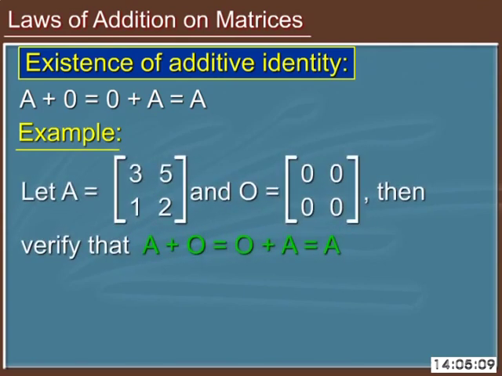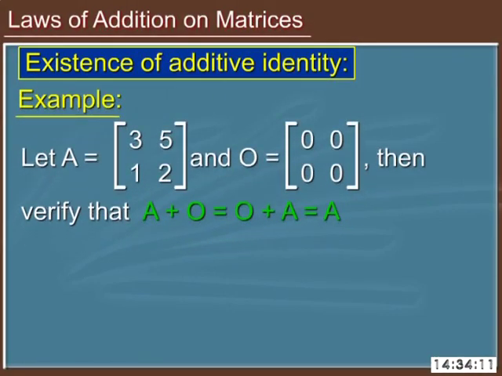Let matrix A be a square matrix of order 2 having first row elements as 3 and 5 and second row elements as 1 and 2, and O be the 0 matrix of the same order 2 by 2 having first row elements as 0, 0 and second row elements as 0, 0. Then verify that A plus O is equal to O plus A, which is equal to A.